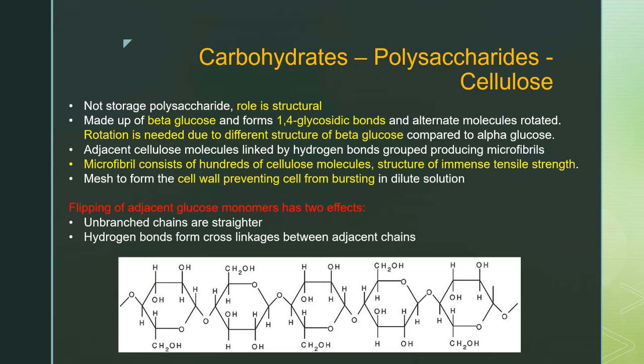So it's made up of beta glucose and it has a 1,4 glycosidic bond. The rotation is needed due to a different structure of beta glucose. If you go all the way back, you'll know that it's flipped.